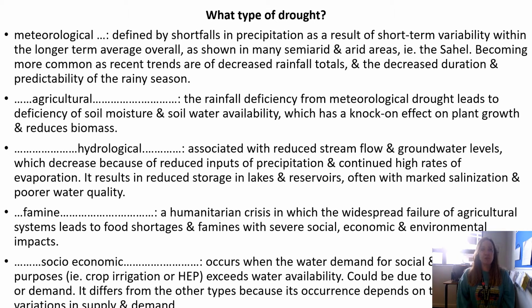So places that are more likely to suffer famine are those that regularly suffer meteorological drought and agricultural, but over time climate change might have exacerbated that and made it a longer term thing, which has then in turn led to famine. So you do need to understand the different definitions of drought, and obviously you can pause this, write notes if you want to.